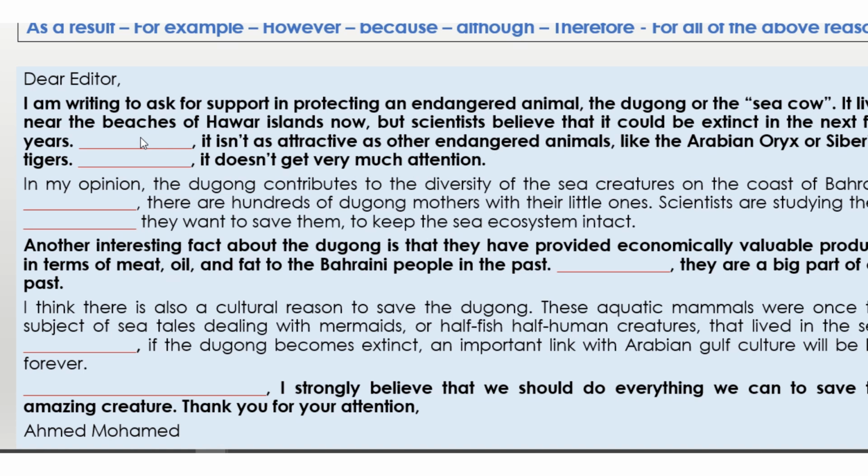Which word should we use now? It could be extinct in the next few years. However, excellent, it is not as attractive as other endangered animals like the Arabian oryx or Siberian tigers. It doesn't get very much attention. Or we can use although it is not as attractive. Yeah, we can start with one of them, however or although.